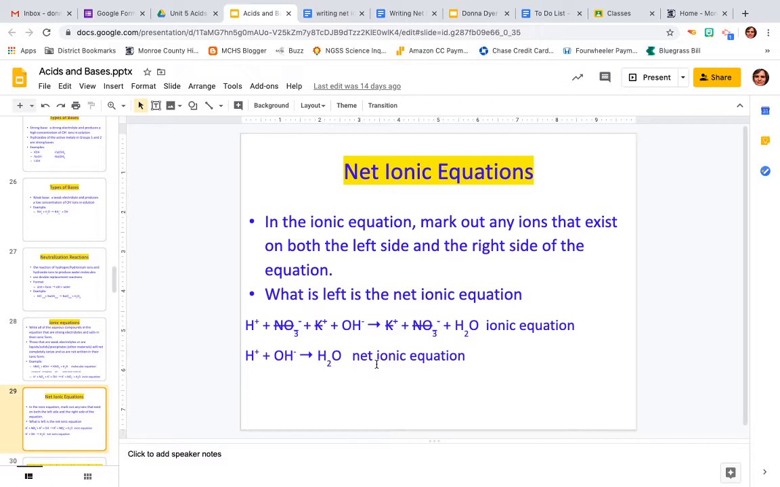Now, if you have a weak acid or a weak base in here, then this will not be your net ionic equation. But anytime you have both a strong acid and a strong base, they will both completely ionize in water, so you will break them apart into their ions when you write the complete ionic equation, and you will end up with this net ionic equation.